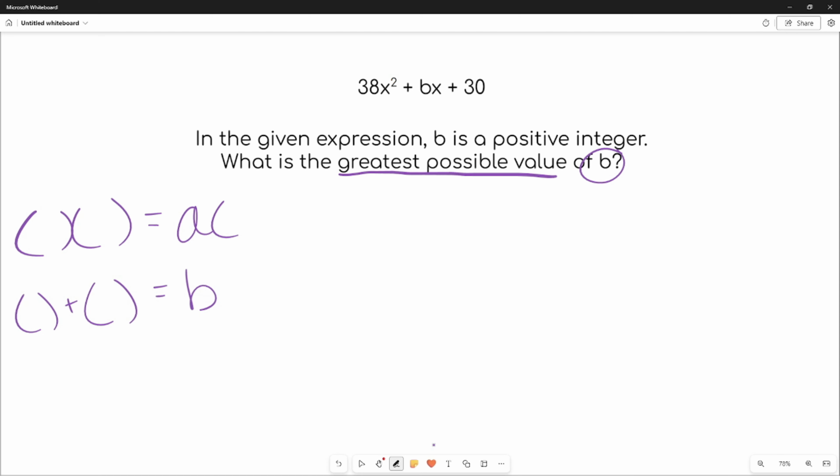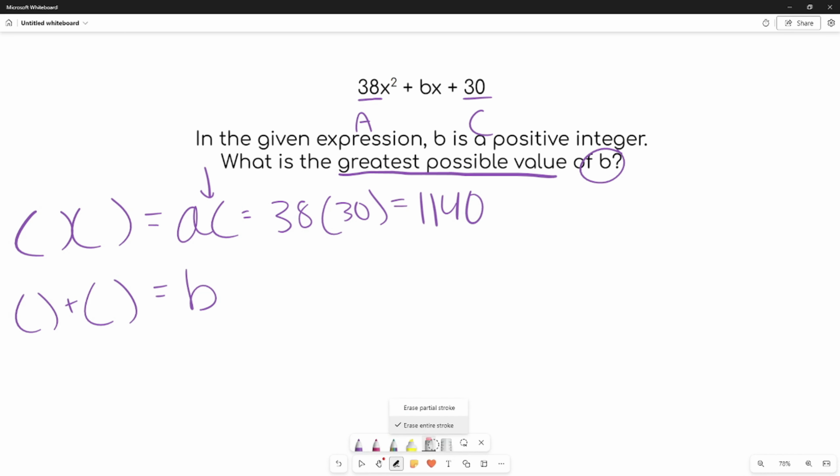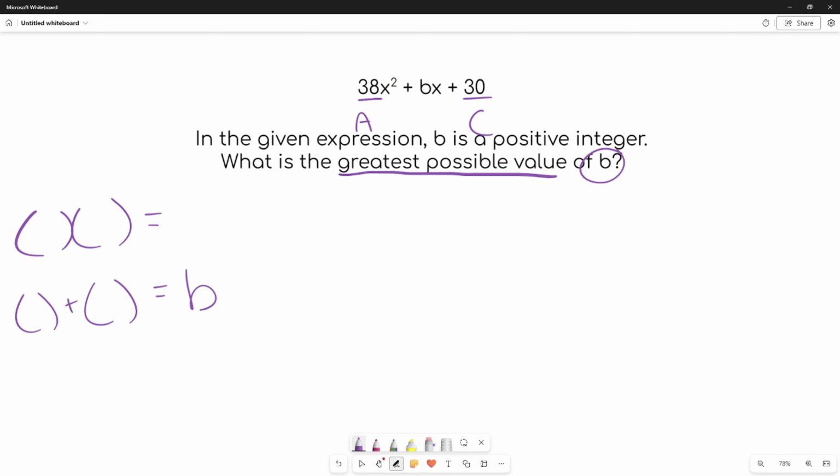So first, let's go ahead and try and substitute this out. We know that 38 is a, and that 30 is c. So this is equal to just 38 times 30, which is equal to 1140. So if I go ahead and move all this over, we know that two numbers multiplied together is 1140, and those same two numbers added is b.